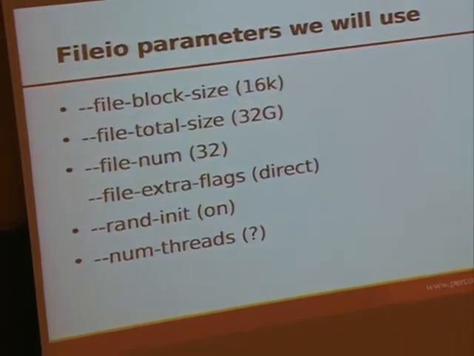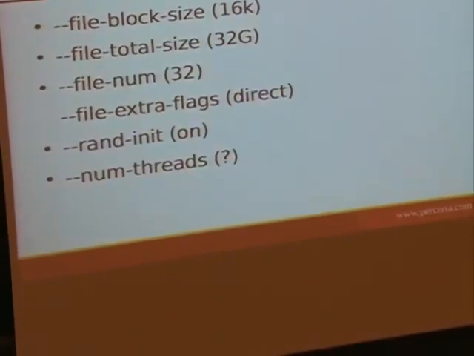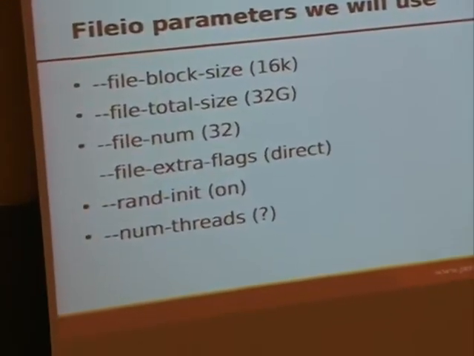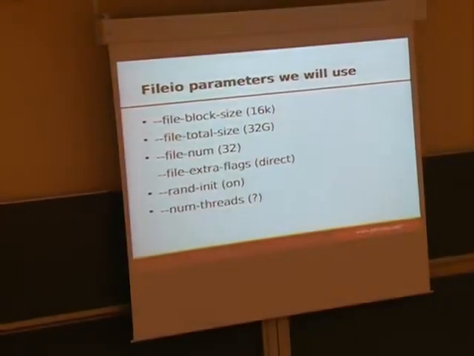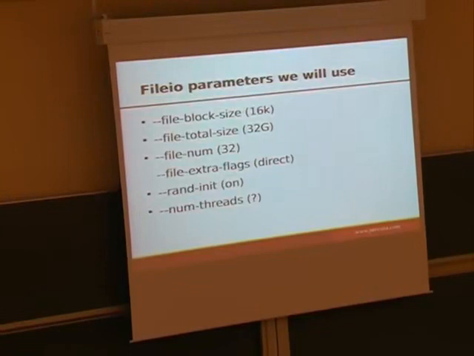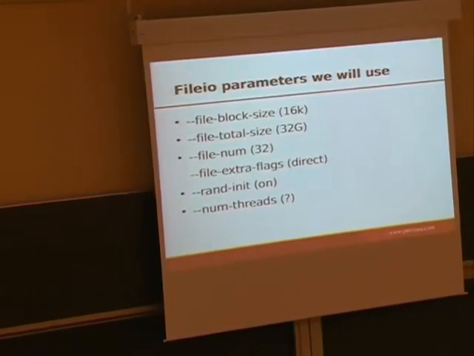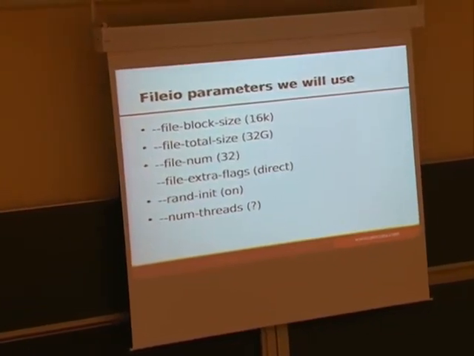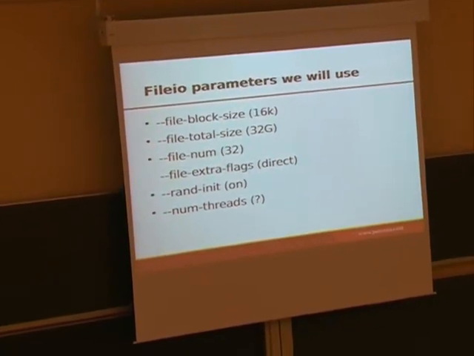There are some parameters which we will use during the benchmark. First is the block size. We will use 16 KB because that's the page size. We will use the total size of files and the number of files. The number of files can be important because some file systems like ext3 and ext4 have a certain bottleneck on writing the inode table, so if you do it with only one file, you may hit that. A database usually has more files as well. We will use direct I/O.